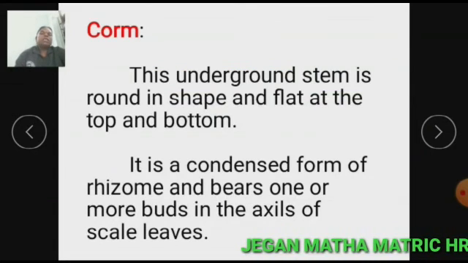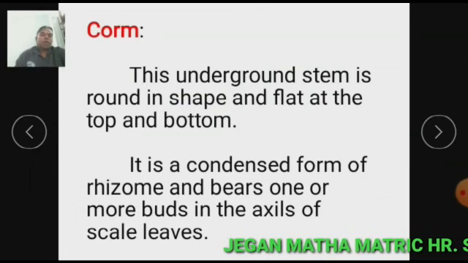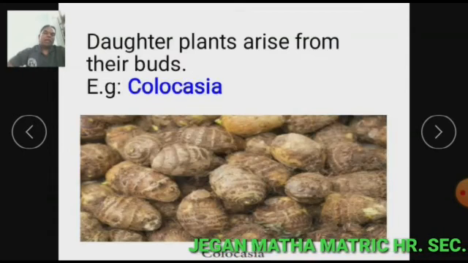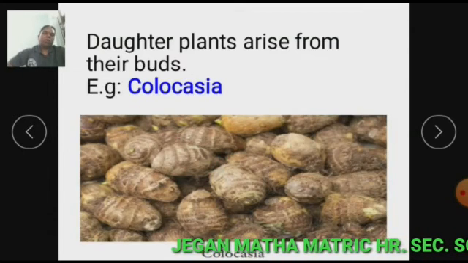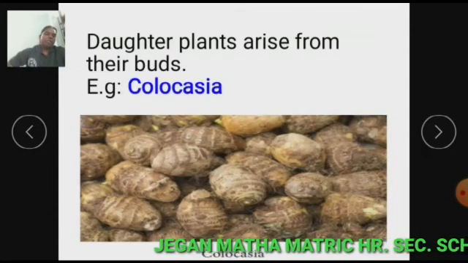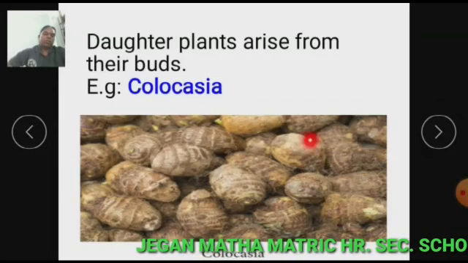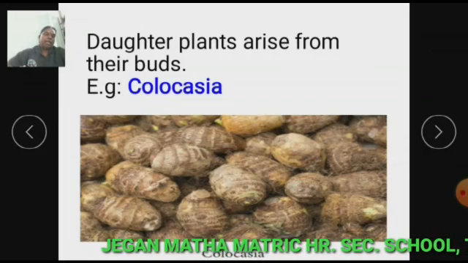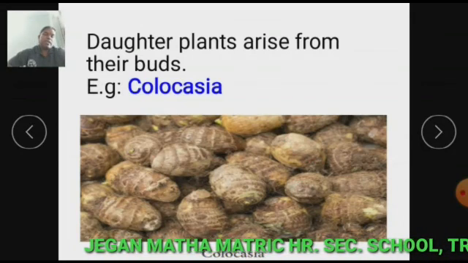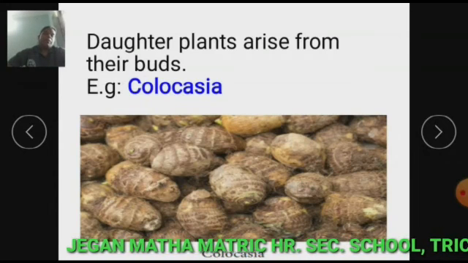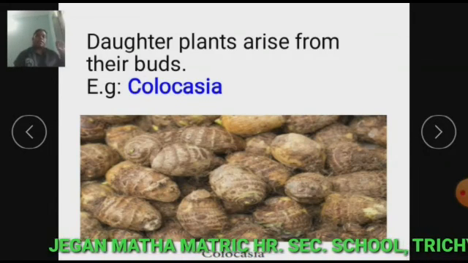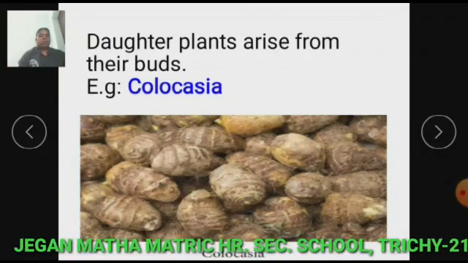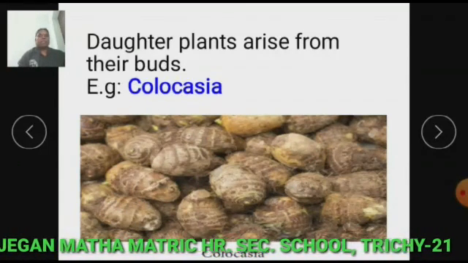Corm. This underground stem is round in shape and flat at the top and bottom. It is a condensed form of rhizome and bears one or more buds in the axils of scale leaves. Daughter plants rise from their buds. Example of corm is colocasia.